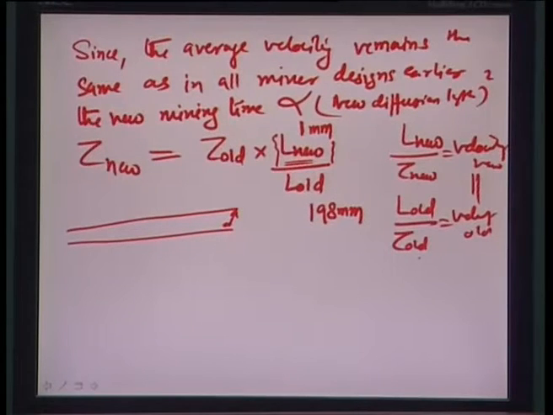So if you are assuming that the velocity of flow is the same in both the cases, you have the ratio between L new and tau new giving the new velocity. Similarly, the ratio between L old and tau old gives the old velocity, and these two are the same. So therefore, it is an inverse ratio in which you can calculate T new by T old. It is the same ratio, the ratio of the different lengths, L new by L old. And we have said in the question that L new has to be about 1 millimeter when L old is about 198 millimeters, as we calculated before.